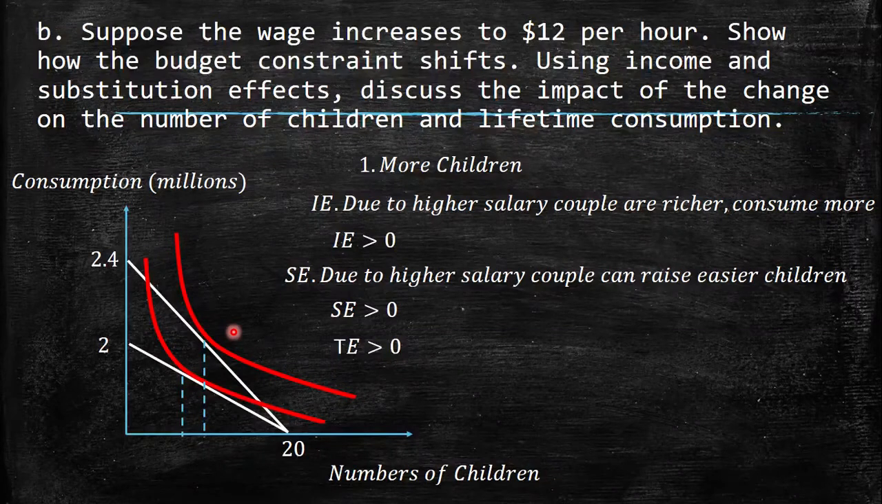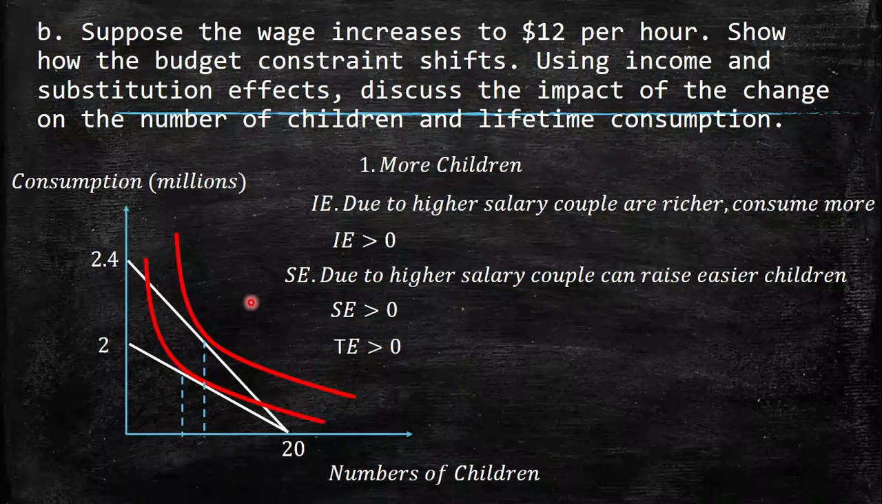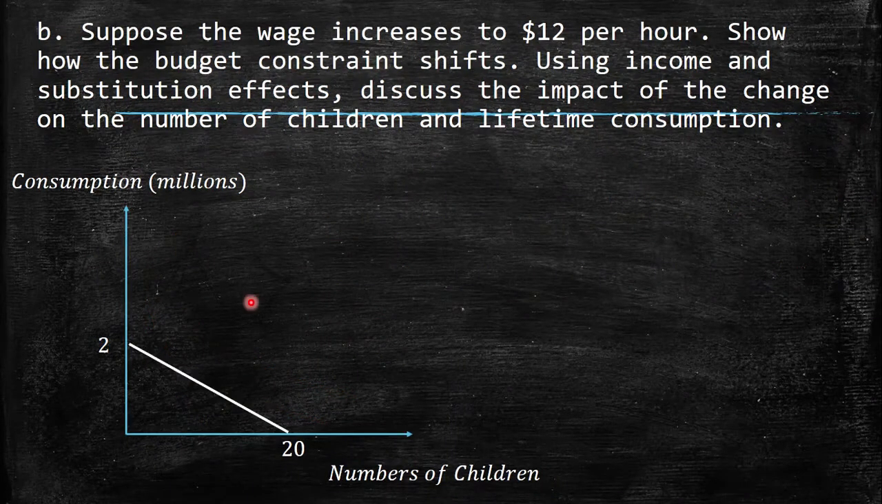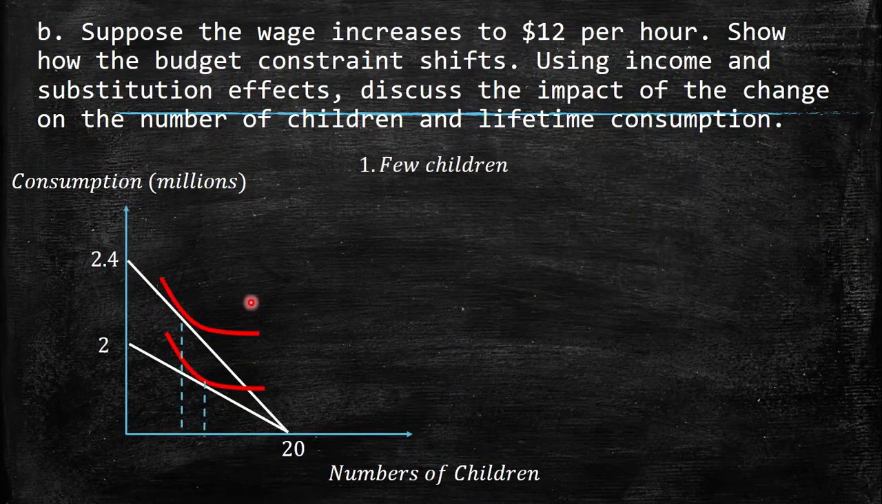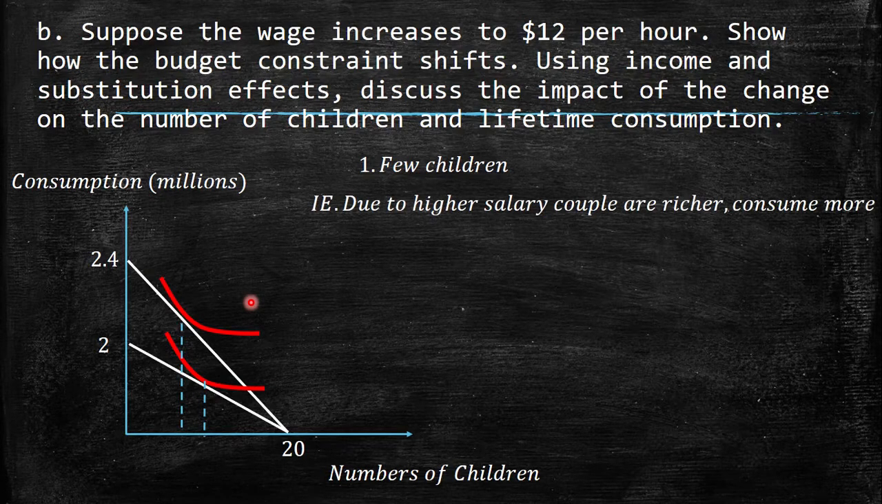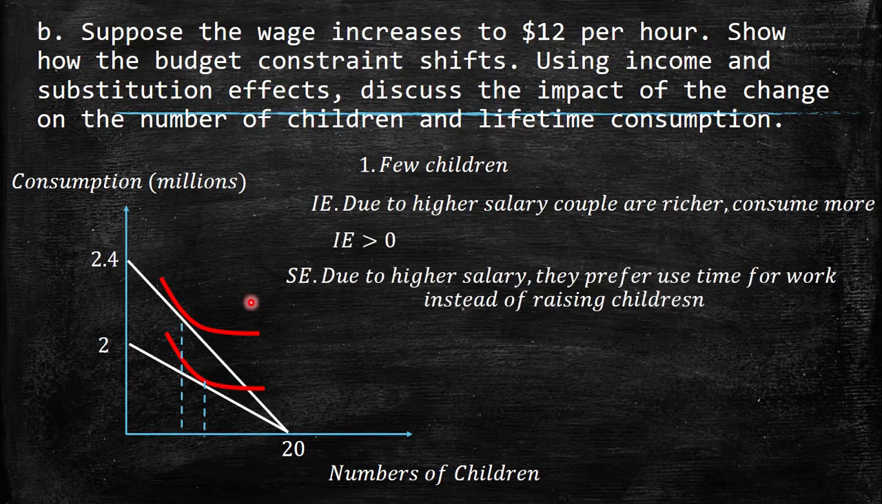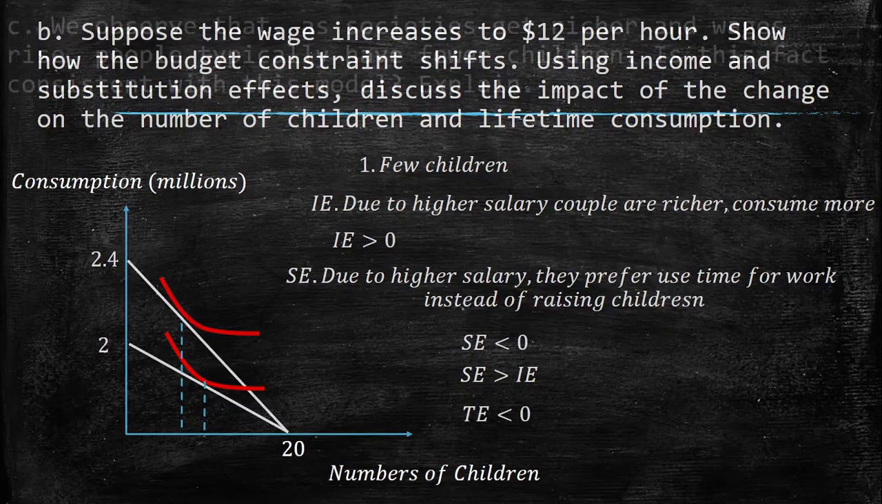So total effect is positive. Or you can think that the substitution effect is lower than zero, but at the end of the day, the income effect is higher than the substitution effect. So at the end of the day, the total effect is higher than zero. Or the other situation is that you raise few children. Due to higher salary, couples are richer, you consume more, and due to higher salary, they prefer to use time for work instead of raising children. But in this situation the substitution effect is lower than zero, and the substitution effect is higher than the income effect. So for this situation, the total effect is negative.